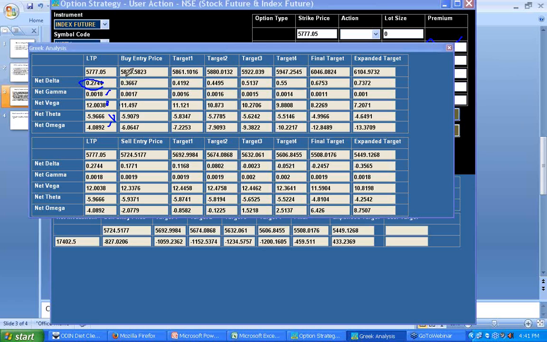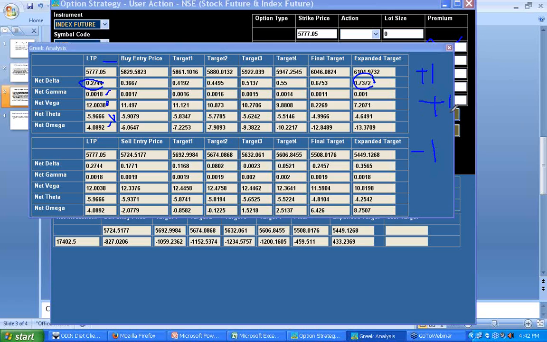Once we are moving in the upward direction, my delta keeps increasing and it can attain 0.73. I do recall that the call option's delta goes to a maximum of +1 and the put option's delta goes to a maximum of -1.